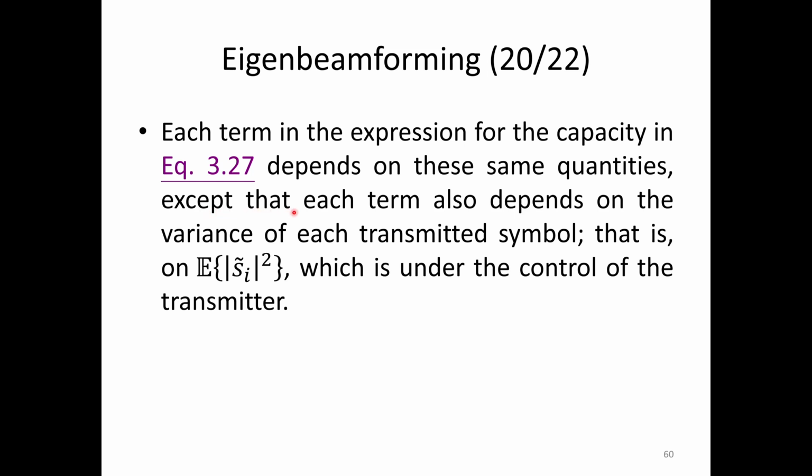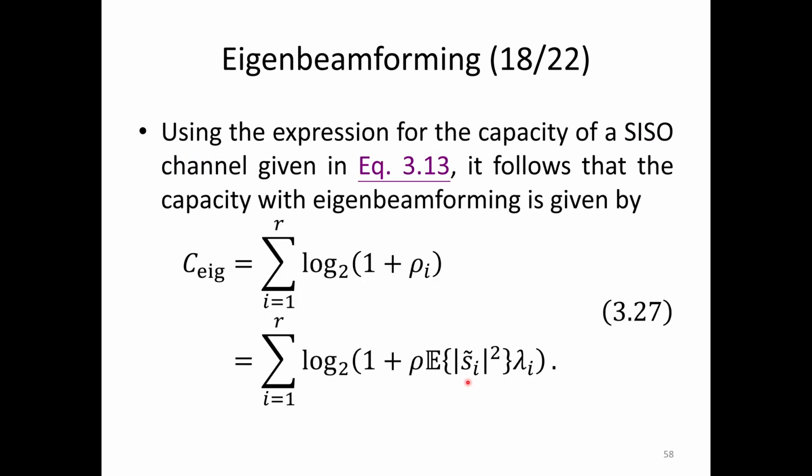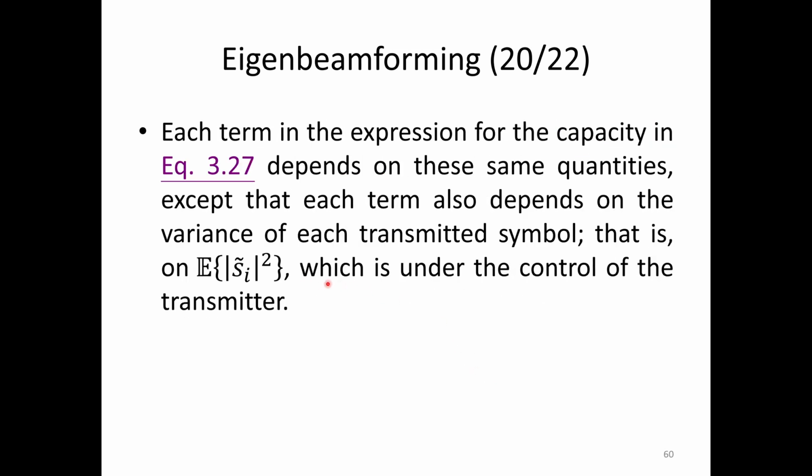Except that each term also depends on the variance of each transmitted symbol. That is, on the expectation of the square of the absolute value of S tilde I. We can see that this term is the expectation of the square of the absolute value of S tilde I, which is under the control of the transmitter.